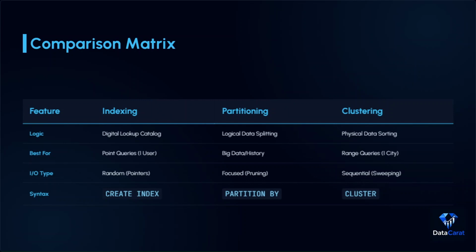To wrap it up, here is a summary of all our three operations. Indexing is basically used for point queries, finding that one specific user or product. It is comparatively heavier as compared to the other optimization techniques. Partitioning is used for time series or big data, managing history and pruning operations. Clustering is used for ranged queries, grabbing all the records in a single region or a department all at once.